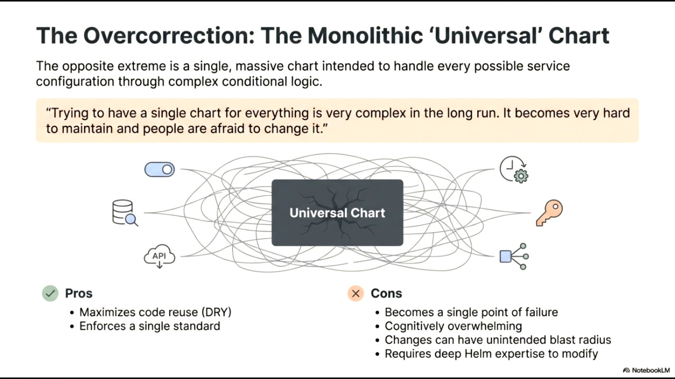This model maximizes code reuse by adhering to the DRY, or don't repeat yourself, principle, and effectively enforces a single standard across the organization. However, the cons often outweigh these gains. Such a chart becomes a single point of failure and is cognitively overwhelming for developers to navigate. Any change carries a high risk of an unintended blast radius, potentially impacting numerous services simultaneously. Ultimately, because of its complexity, it requires deep Helm expertise to modify, which creates significant bottlenecks for the engineering team.